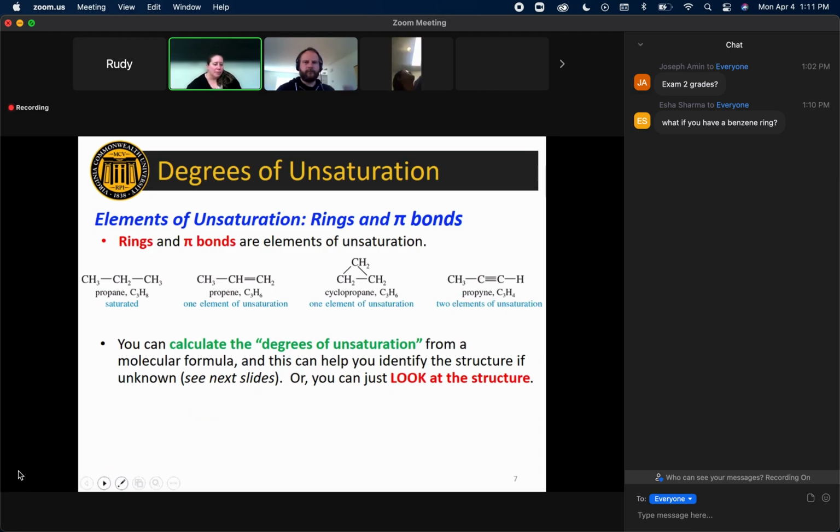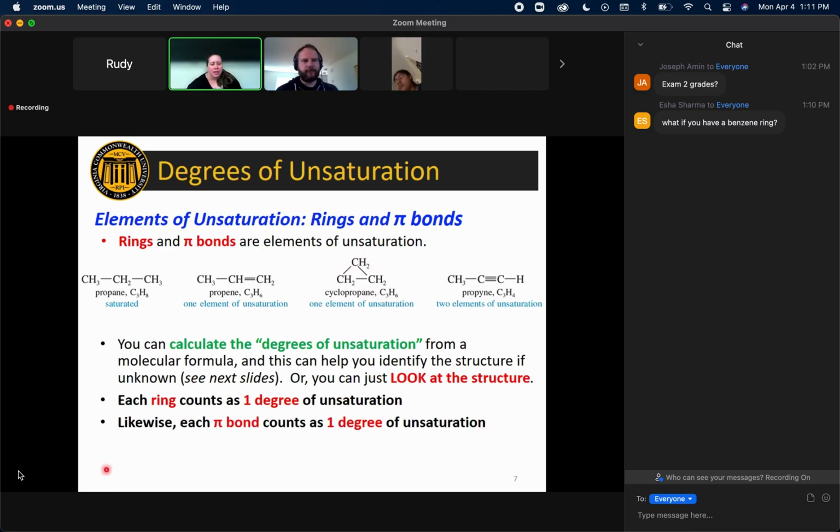So the next couple of bullets just reiterate that. Every ring counts as 1 degree of unsaturation. So here's cyclopropane with 1 degree of unsaturation. Every pi bond counts as 1 degree of unsaturation. But you have to remember a double bond is made up of a sigma and 1 pi. Triple bond is made up of a sigma and 2 pi. So if you have a double bond, that is 1 degree of unsaturation. If you have a triple bond, that is 2 degrees of unsaturation.